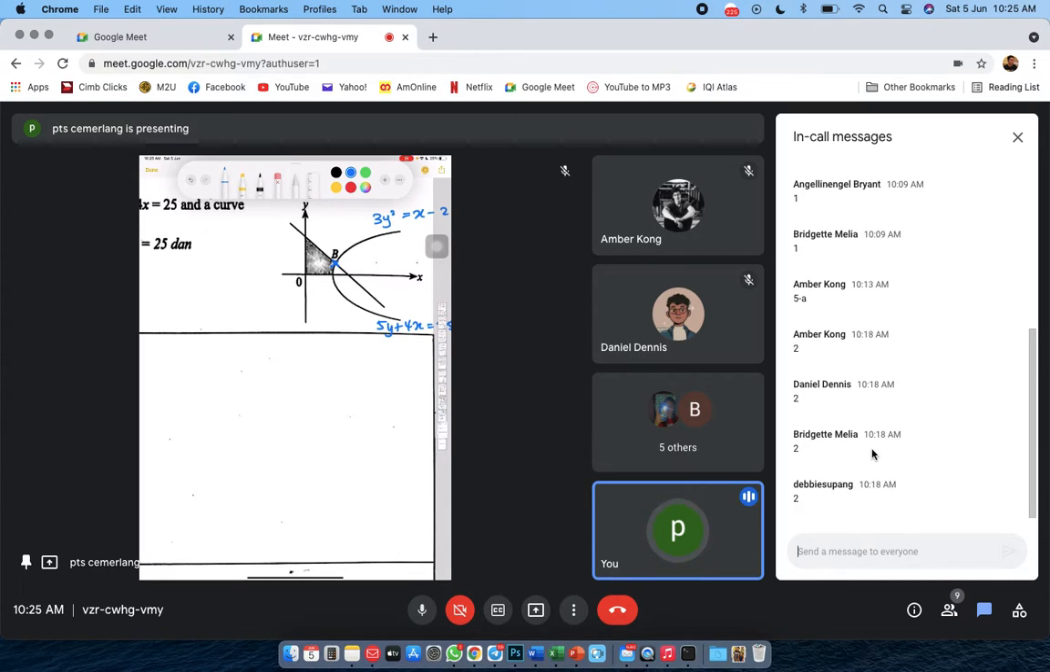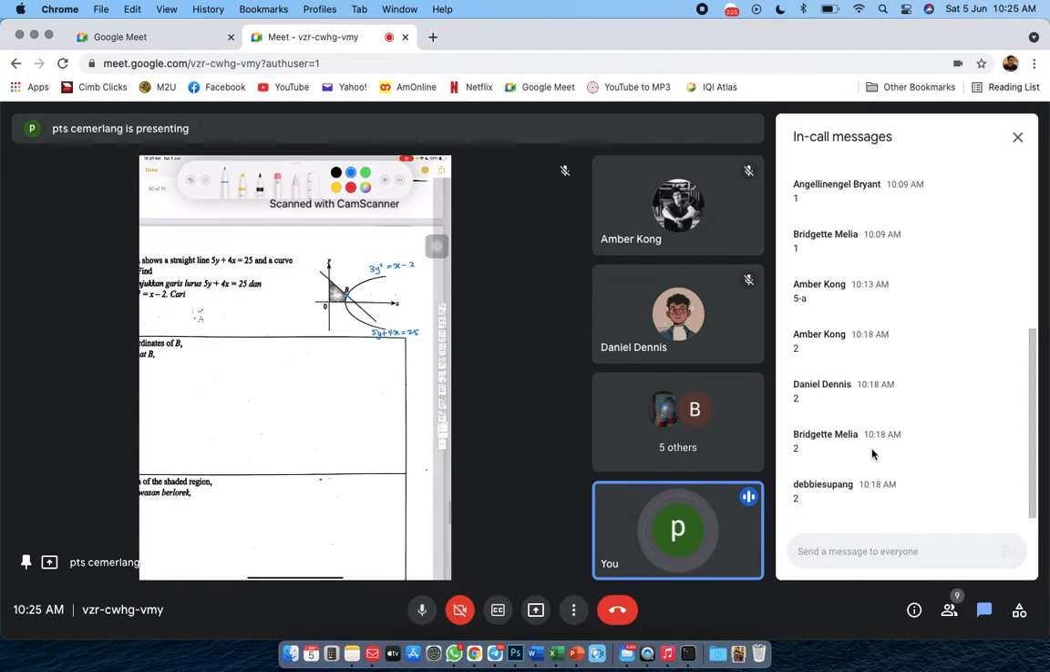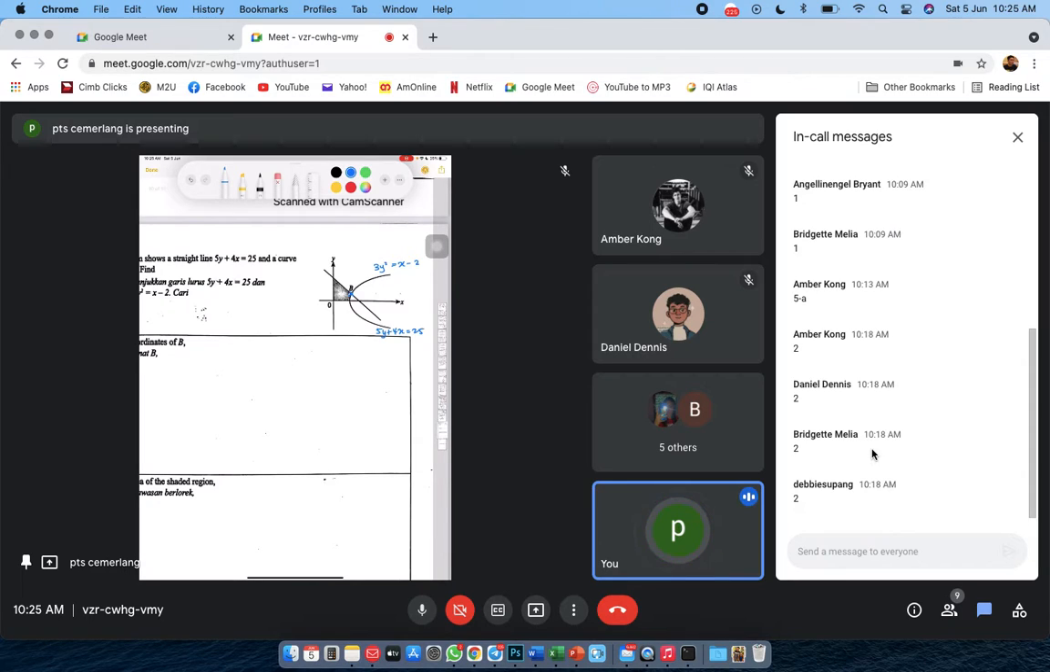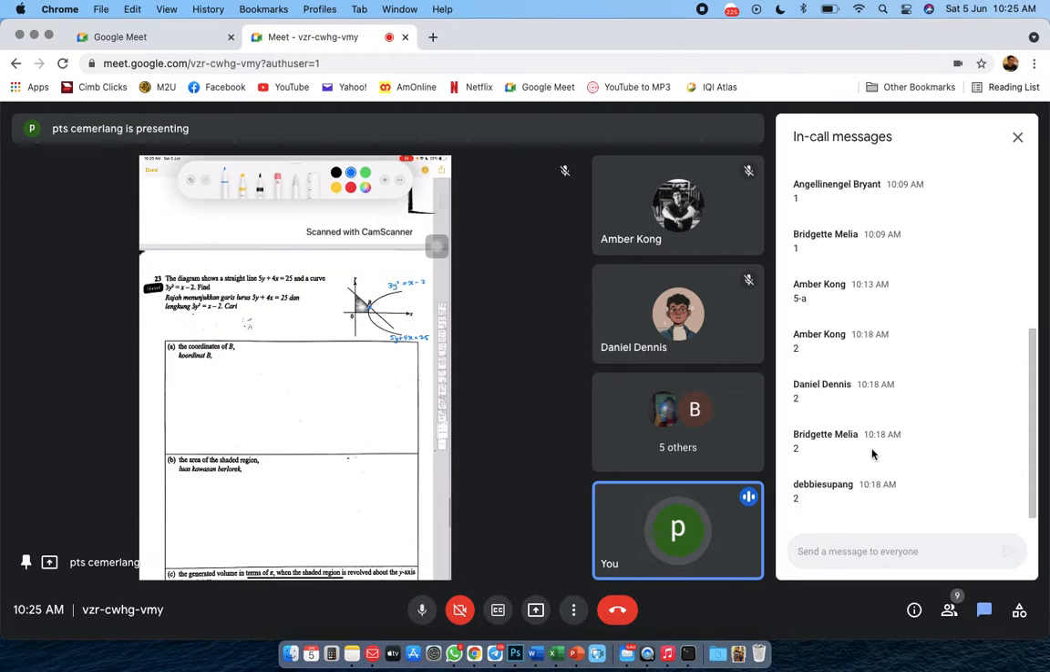Simultaneous equation. You have to use the substitution method in this case. Substitute and get the value of the x coordinate and also the y coordinate. You must try to get the value of x and also the value of y. That is your point. So I'm just going to do this with you straight away. You have two equations. Number one, 5y plus 4x equals 25. And then the second equation is 3y squared equals x minus 2. So maybe this is the first equation, this is the second equation.